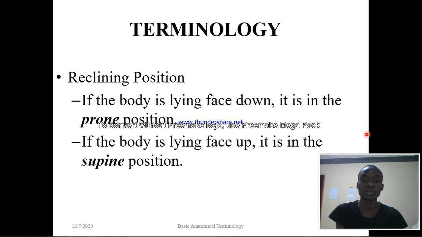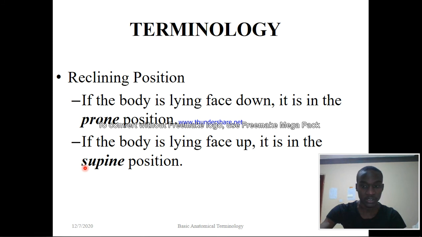Looking now at the terminology, particular terms, the two major terms relating to the anatomical position of the human body are the prone positioning and the supine positioning. The prone position is when the body is positioned with the face facing down. In other words, the back side is up front, so we are viewing the body from the back side. The face is facing downwards, and that is called the prone position.